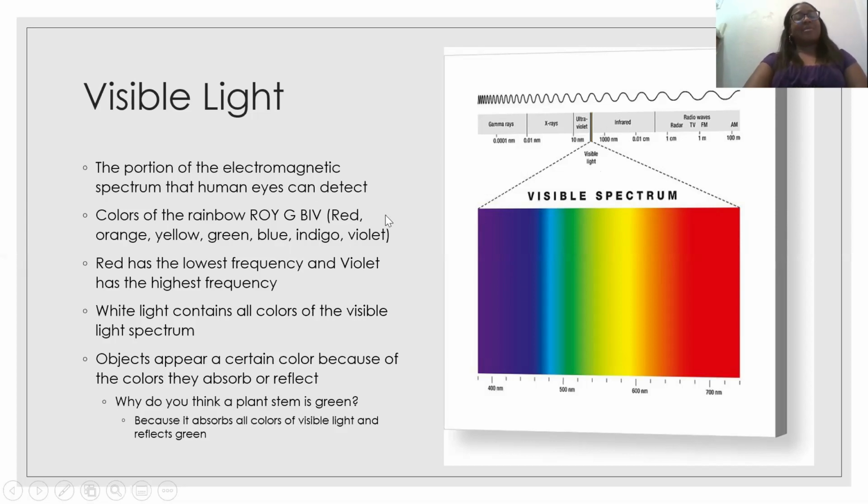But you can remember the colors that make up this visible light spectrum. Roy G. Biv. I'm sure you guys have heard this before. So that's red, orange, yellow, green, blue, indigo, and violet.